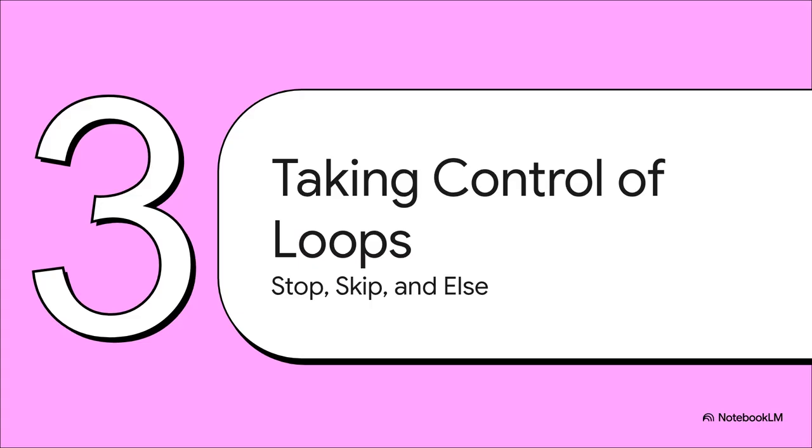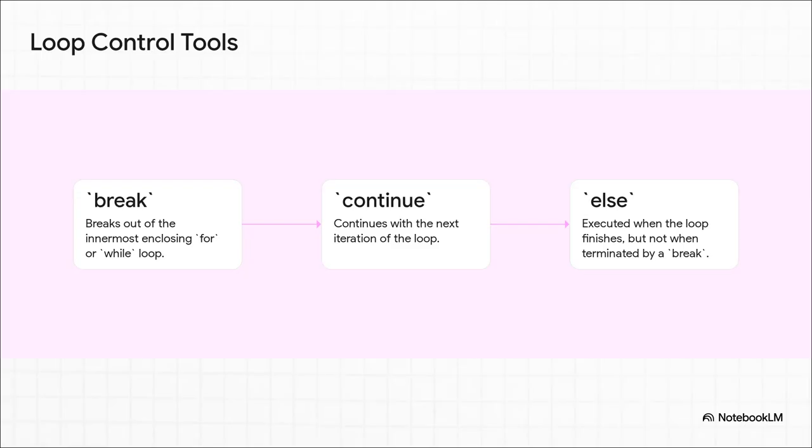Okay, so we know how to repeat actions. But sometimes just letting a loop run from start to finish isn't quite enough. We need more control. We need an emergency stop button to get out early, or maybe a skip button to jump right to the next item. And Python gives us exactly those tools.